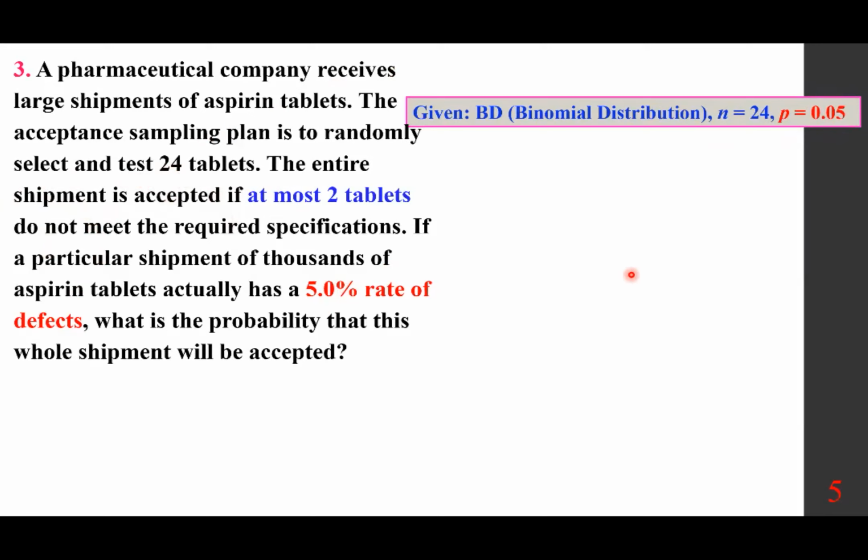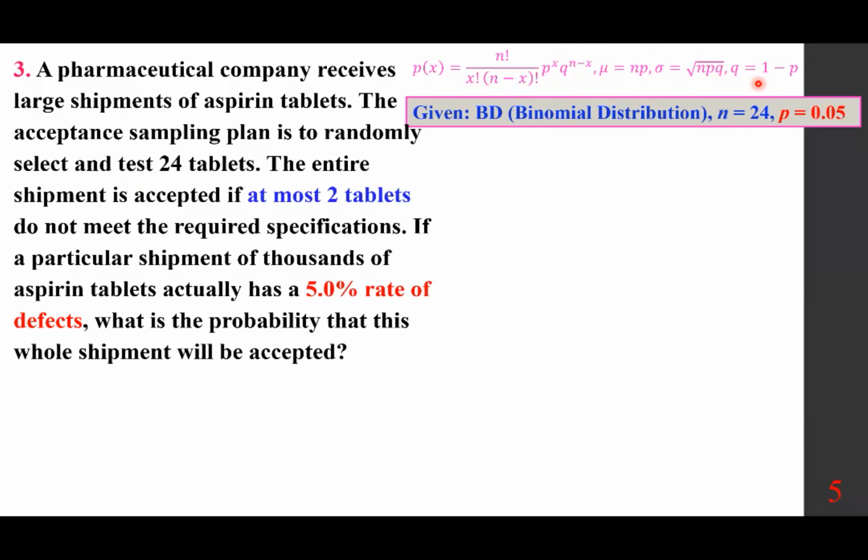Okay. So with that being the case, probability of x is n factorial over x factorial times n minus x factorial, p to the power of x, q to the power of n minus x. Mu equals np, sigma equals square root of npq, where q is 1 minus p. Those are the formulas from the binomial distribution.